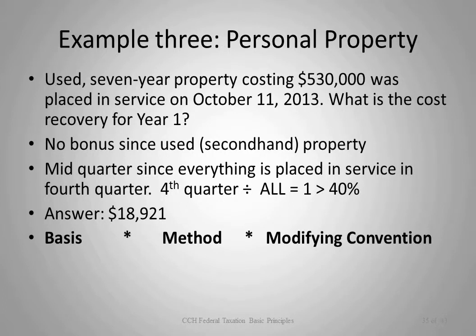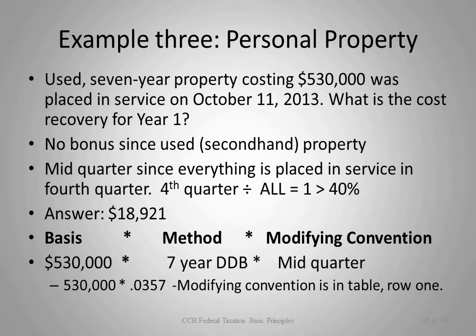921. Basis, method, modifying convention, that's the money shot. The whole 530 is your basis. 7-year double declining balance is your method. Mid-quarter is your convention. So being clever people, you're going to go to the tables. You're going to find 7-year mid-quarter, 4th quarter column. And for row 1, it should say 3.57%, which is 0.0357 for your calculator. And remember, on row 1, in the year of acquisition, when using the table, that is the final answer, please. That is both the method and the modifying convention put together for you, because the table knows this has to be year 1. So everybody needs to make the same adjustment.